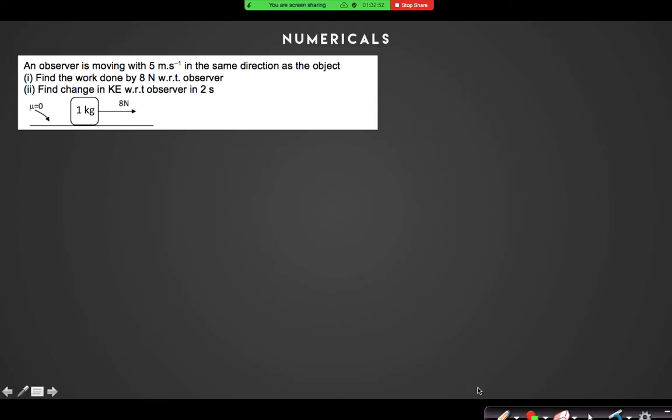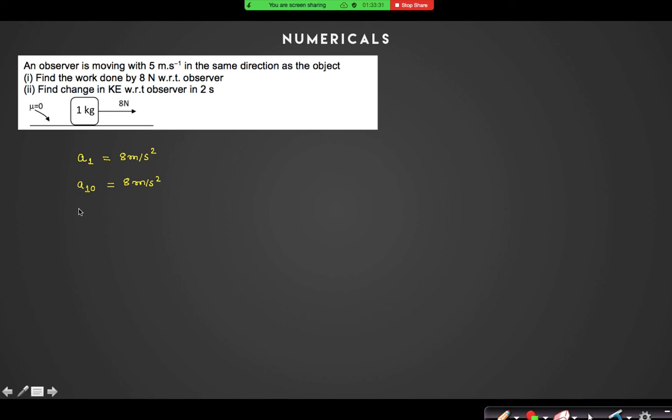Now look, the observer is moving with a constant velocity, right? So there is no need to apply pseudo force with respect to the observer if I draw the free body diagram. So only the 8 Newton force is there. So what is the acceleration of that 1 kg block? 8 meters per second square. And the observer is moving with constant velocity. So can I say that the acceleration of the block with respect to the observer is also 8 meter per second square? Yes, the observer has no acceleration.